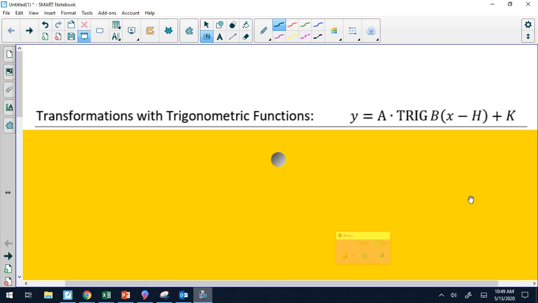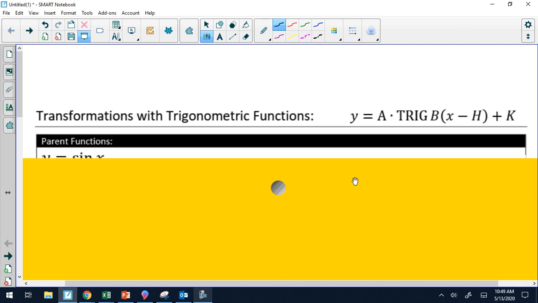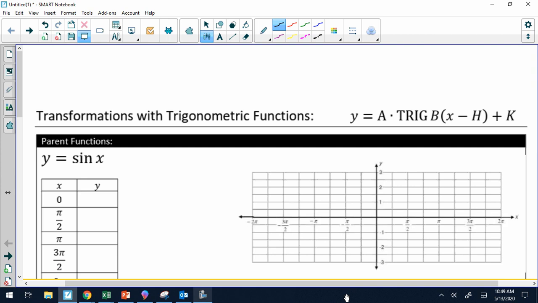For our final video of the school year, we are going to take a look at transformations with our trig functions. So this is our general form. When I say trig here, I mean sine, cosine, tangent. Those are the three we're going to look at, but later the same transformations will work for cosecant, secant, and cotangent. And we're going to look at what happens when you change a, b, h, and k. So we're just formalizing what we had done previously in the explorations.